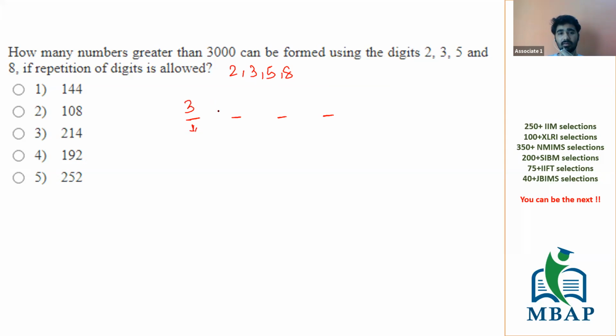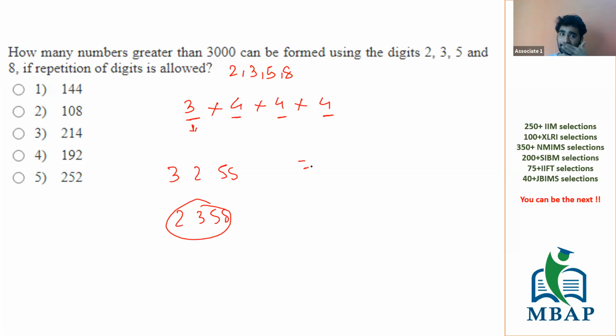So say 3, right? For the second digit, repetition is allowed. Now 2 can come. So you can have this 3258. This combination is allowed. But 2358, no, we cannot have this number. So we'll have 4 possibilities, 4 possibilities, 4 possibilities. So 4 cube is 64. 64 times 3 is 192.